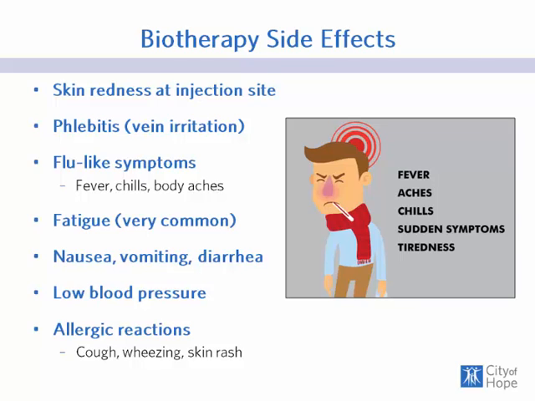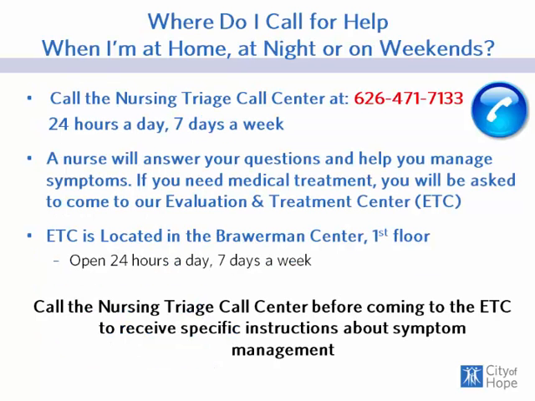Where do I call for help when I'm at home, at night, or on weekends? If you have urgent concerns at night or on weekends, call the triage nurse at 626-471-7133, available 24 hours, 7 days a week. A nurse will answer your questions and help you manage symptoms. If you need medical treatment, you will be asked to come to our Evaluation and Treatment Center, ETC. The ETC is located in the first floor of Browerman Clinic.